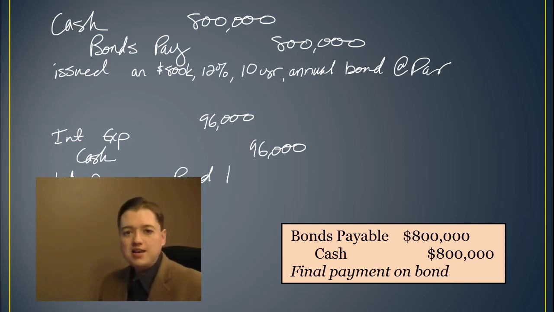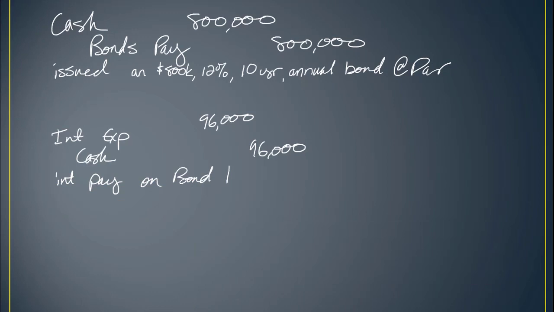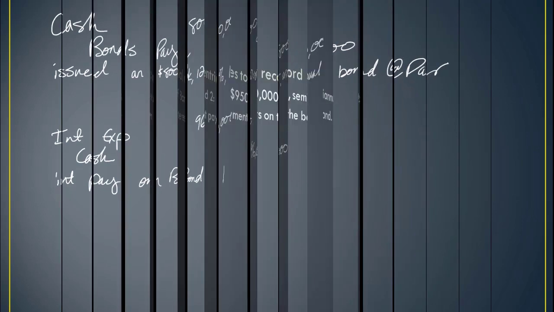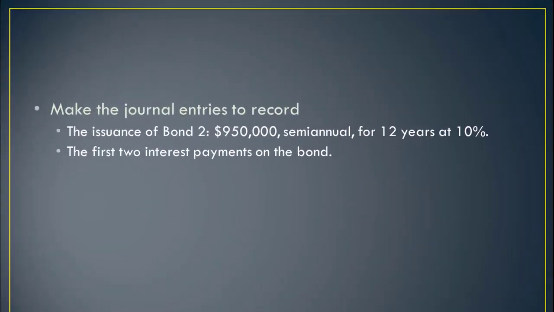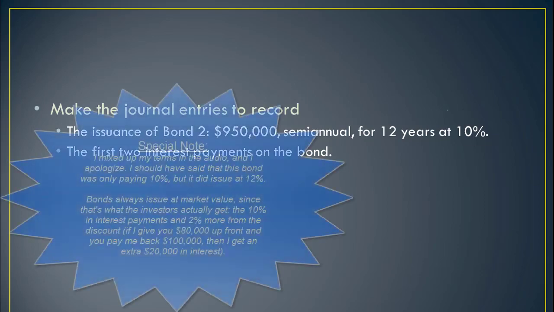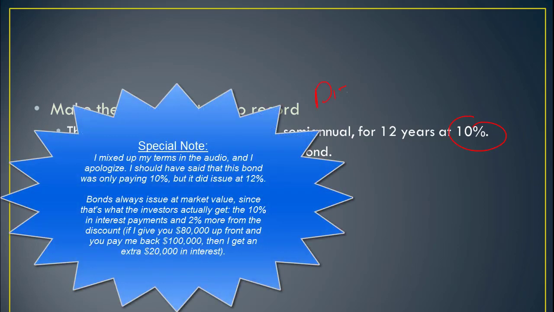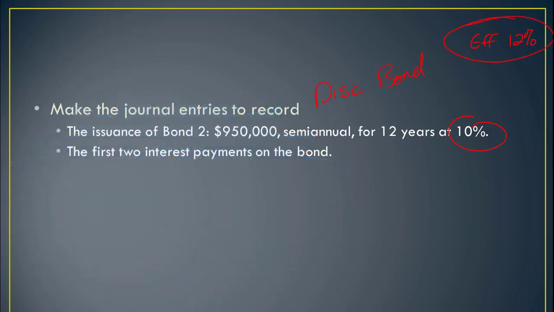So par value, nice, simple example of what a bond looks like. Let's take a look then at one that's a little bit more challenging, and that's bond number 2. Bond number 2 is a little bit different because it did not issue at 12%, it issued at 10%, and we said that made this a discount bond because the effective rate was 12%, or the market rate. So since this is only paying 10 and the market wants 12, we're going to end up getting a little bit less than we wanted for this bond.